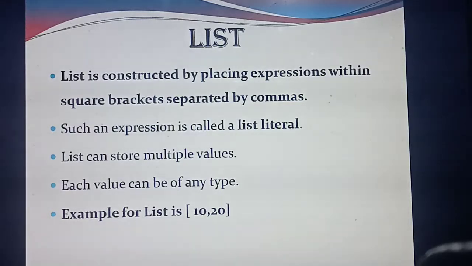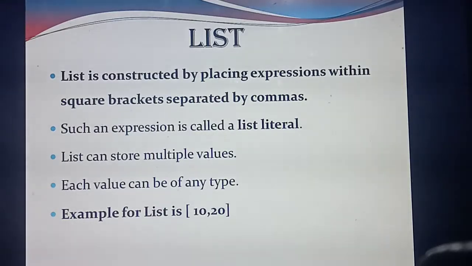So this is the definition of list. See the definition. A list is constructed by placing expressions within square brackets, separated by commas. That's the definition. Please don't skip even a single word in the definition. If you skip a single word, you will lose marks. So what do you mean by list?